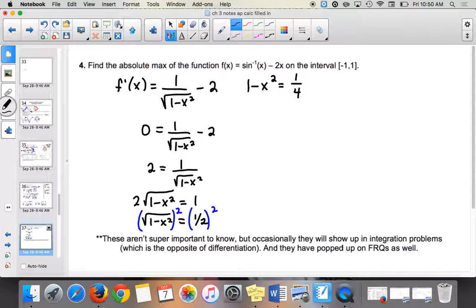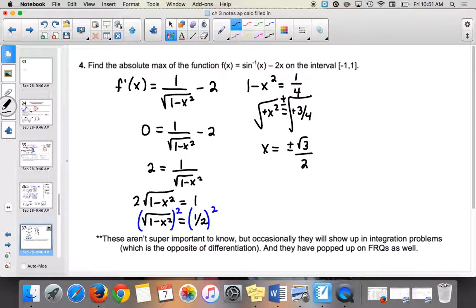Then I'm going to subtract the 1 over, so I get negative 3/4 equals negative x squared. So we'll divide by negative 1, make that plus plus. Square root, plus or minus. So I get x equals plus or minus the square root of 3 over 2, right? Square root of 4 is 2.